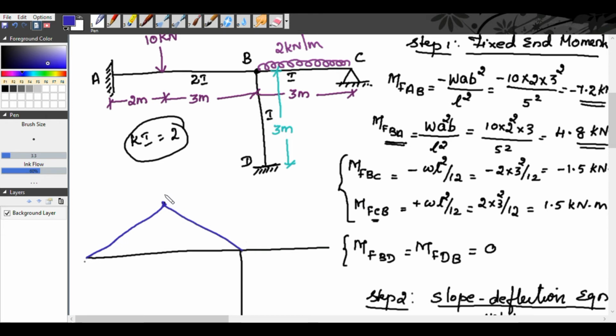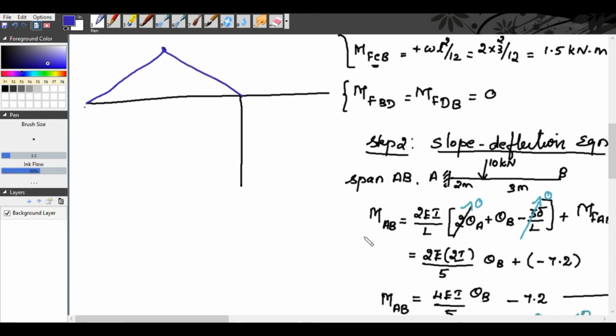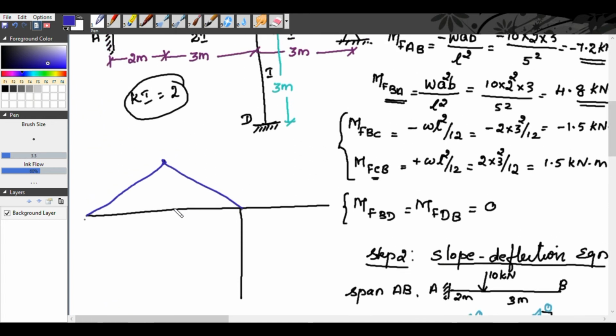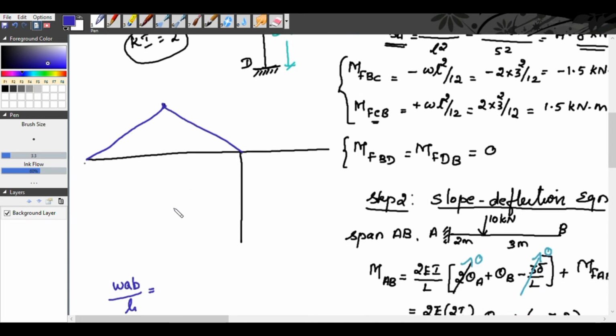So, how will we find this value? The formula is WAB by L, right? Here W is 10 kilonewton, A is 2, B is 3, divided by L, which is 5. We get the value as 12 kilonewton meter. So, here the value is 12.